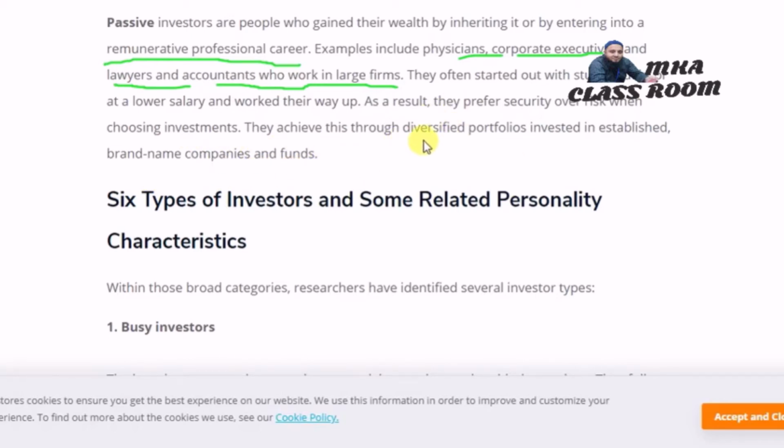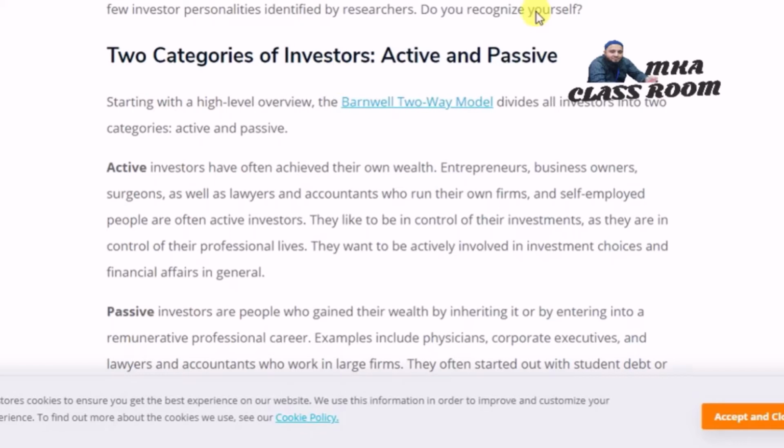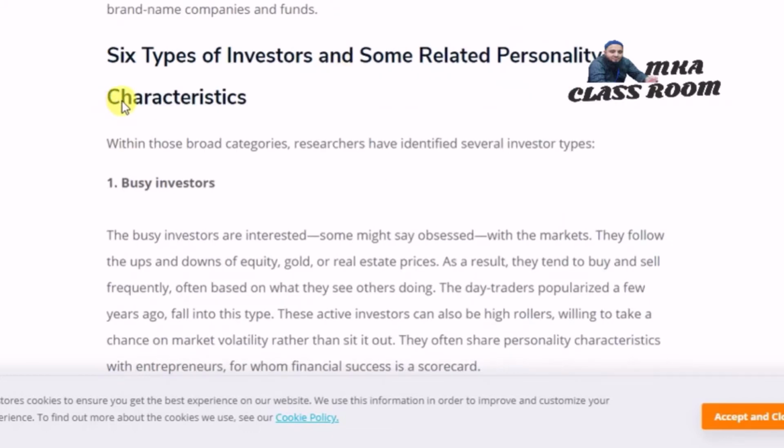Now here we saw two types of investors, one is active, another is passive. Now we will see another category of investor that we have to know. Here we are seeing 6 types of investor and some related personality characteristics. With those broad categories, researchers have identified several investor types.